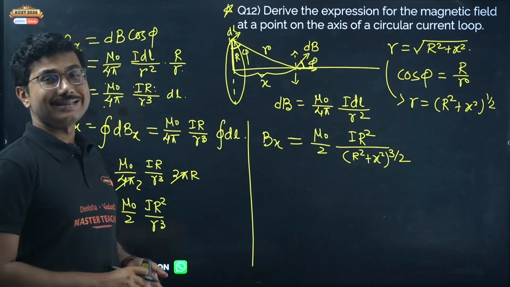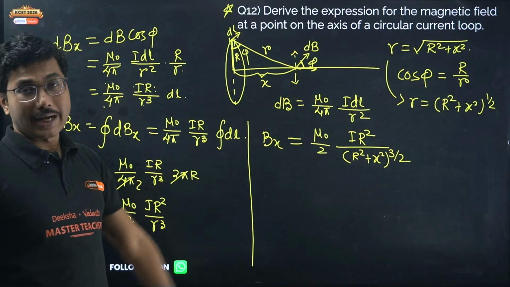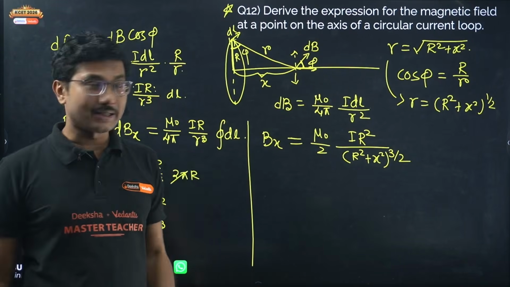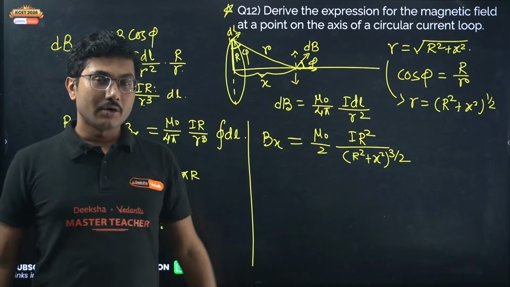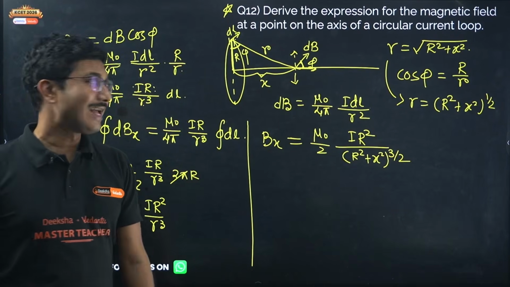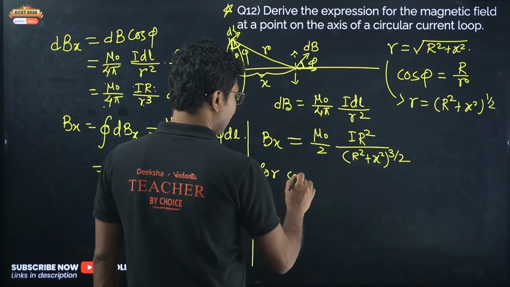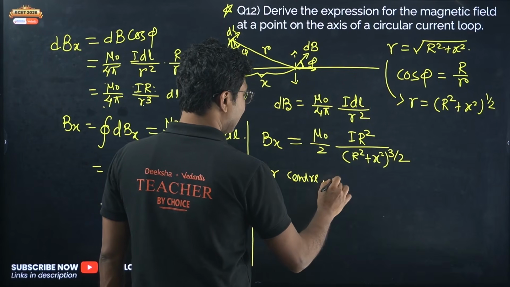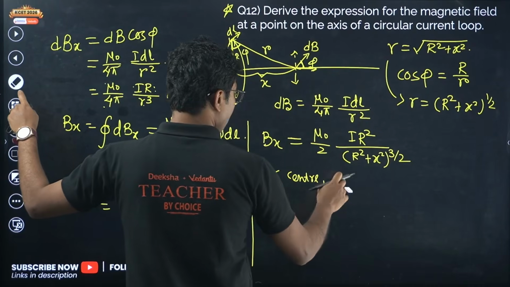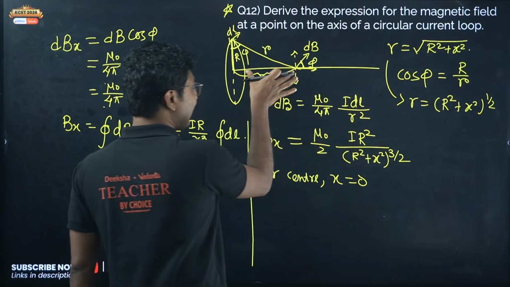They might add this as an extra information, that what if they try to calculate the magnetic field at the center. Instead of asking on the axis, if they say on the center, you have to start with the axis. You cannot directly calculate the magnetic field at the center. So we have to start with the axis, and then for center, what we can say, x equals 0, right? At the center this distance x will be 0.